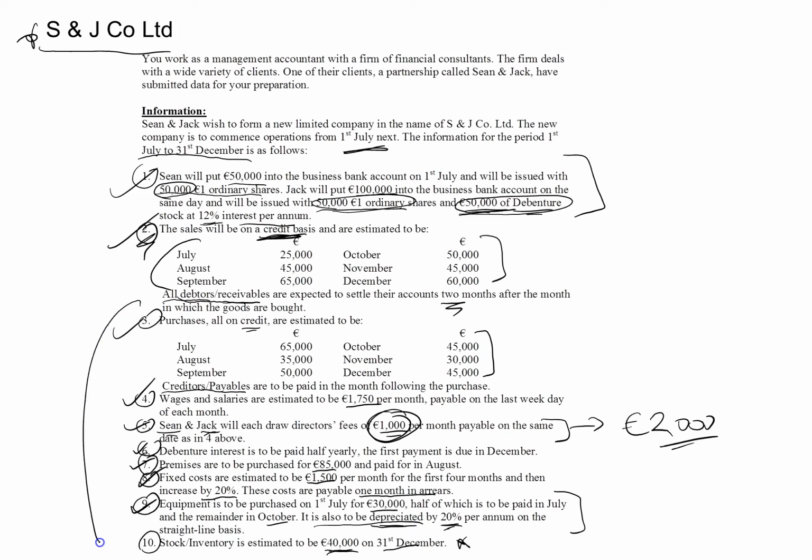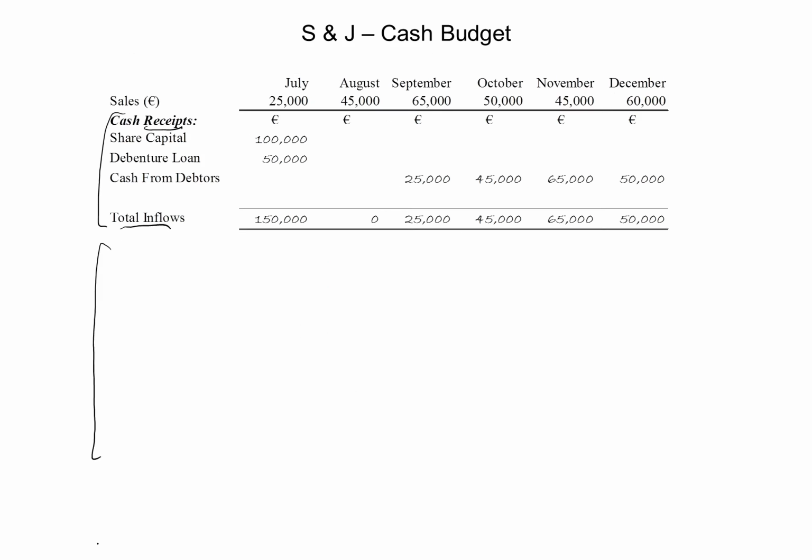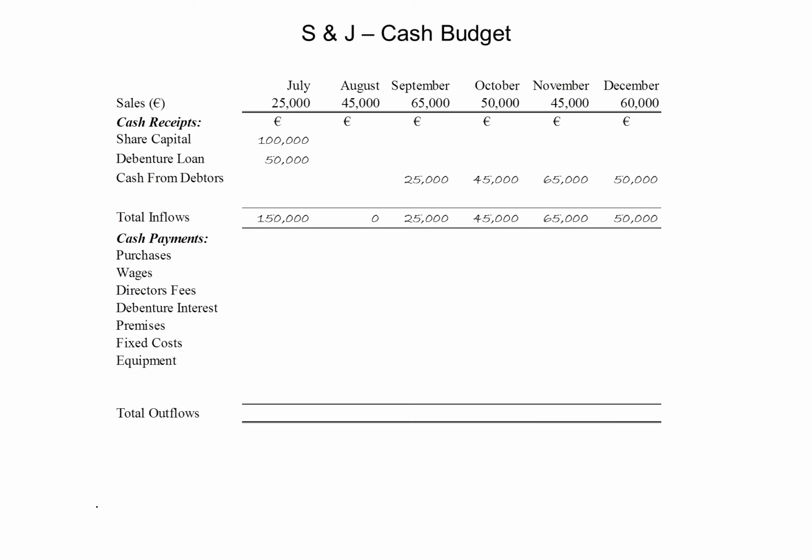So that actually gives me my cash payments, so I'm just going to pop those in and then find the necessary numbers. So I'm going to drop in here those items I just talked about: the purchases, wages, director's fees, debenture interest, premises, fixed costs, and the equipment. So if I pop those in there, now what I need to do is put in the relevant cash flows. I'll need to do these one by one. So let's have a quick look at the purchases.